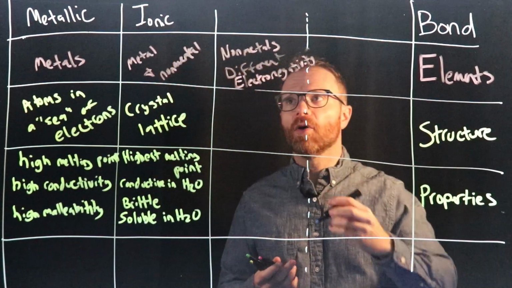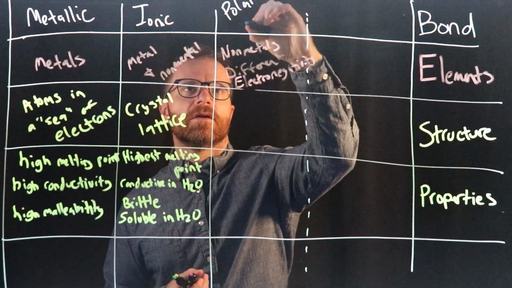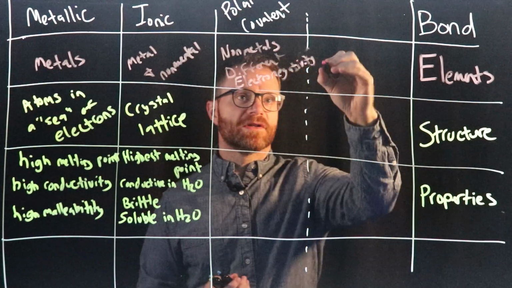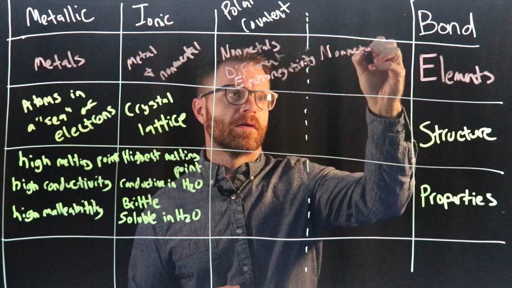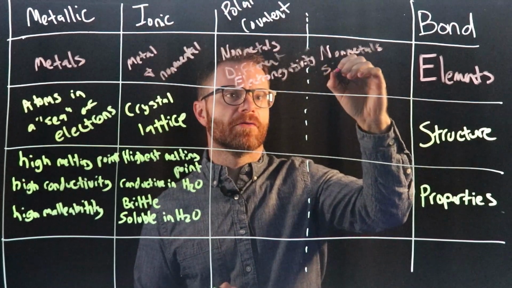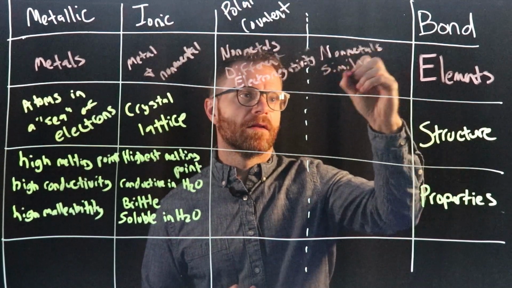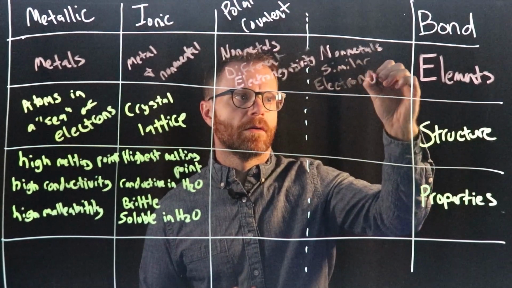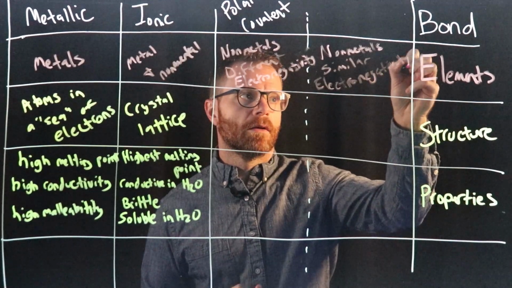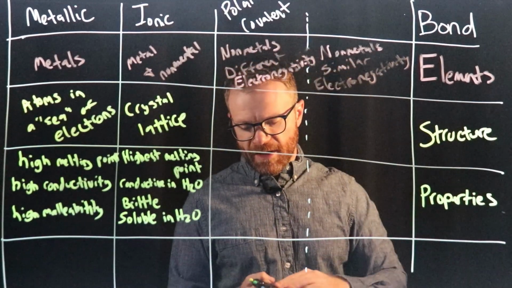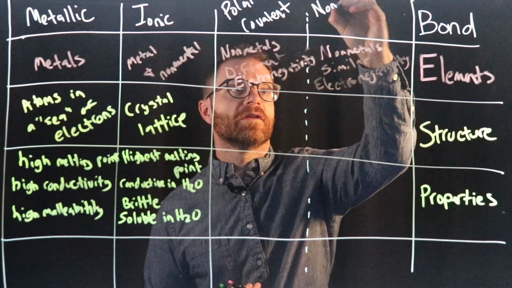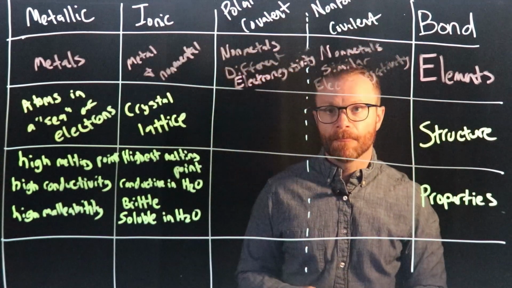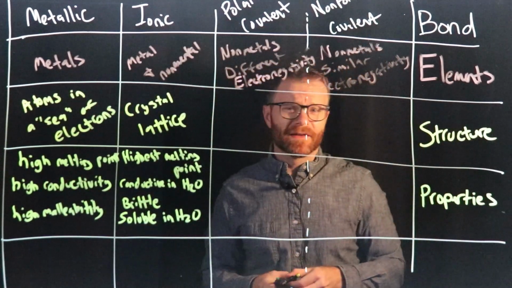Well then, we call that a polar covalent bond. And of course, if it's amongst nonmetals with similar or the same electronegativity, then we call that a non-polar covalent bond. The structure of these two is basically the same.